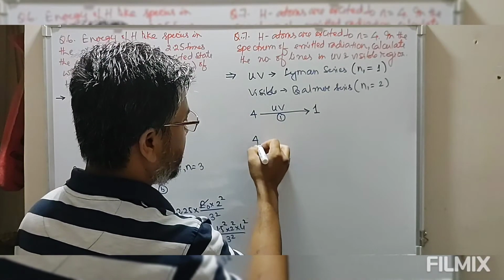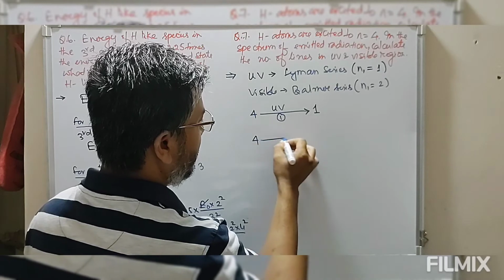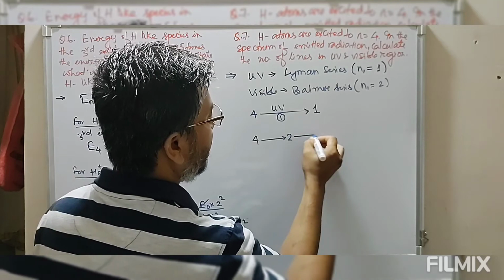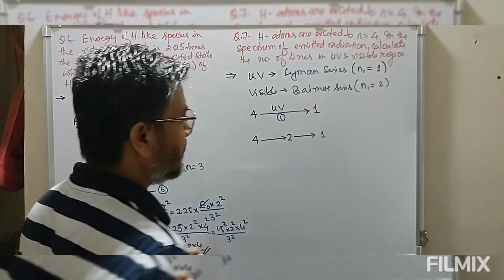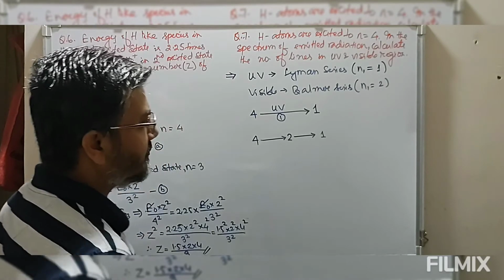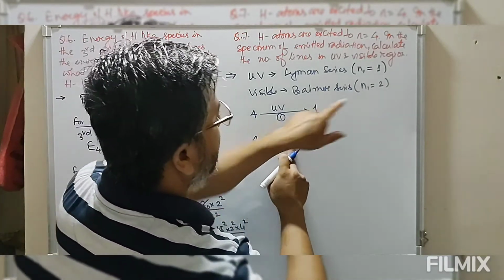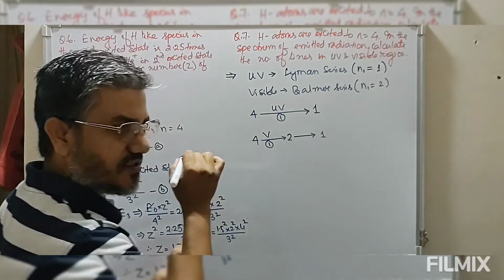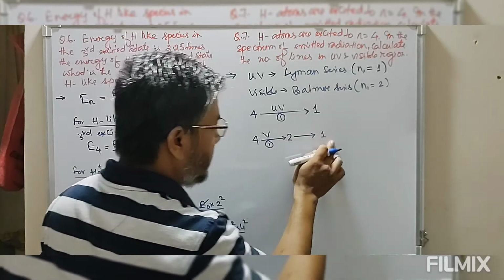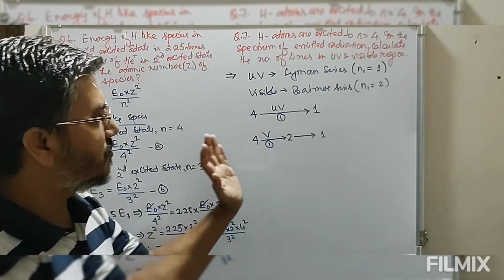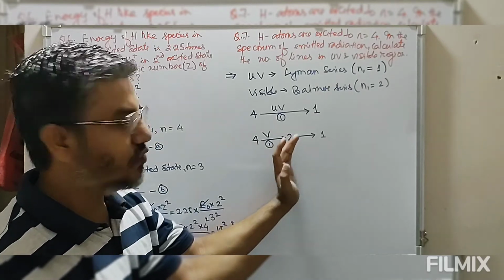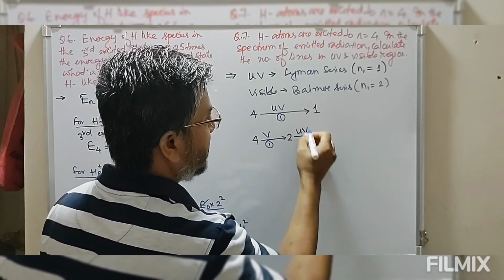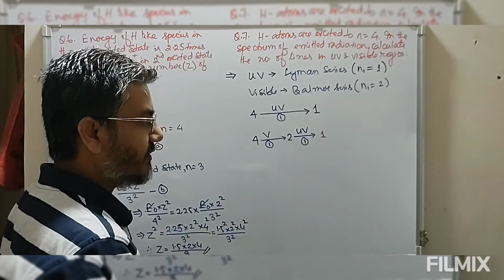Now we can also have this: the electron can come from 4 to 2, then 2 to 1. Electron coming from 4 to 2, n1 equals 2, so this will lie in visible, so we'll have one visible there. Now 2 to 1, so this is coming stepwise. First the electron moves from 4 to 2, then again 2 to 1, the final state. This will lie in ultraviolet, so we'll have one ultraviolet here.